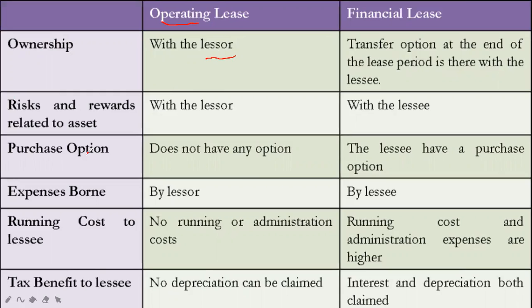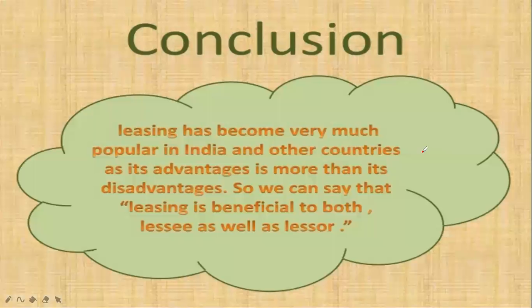Risk and rewards will be with the lessor here, meaning in operating we are giving more rights, and more expenses are borne by the lessor, who is the owner that has bought that asset. And in financial, we are transferring everything to the lessee. So you can learn this and memorize it; it is important from my point of view.